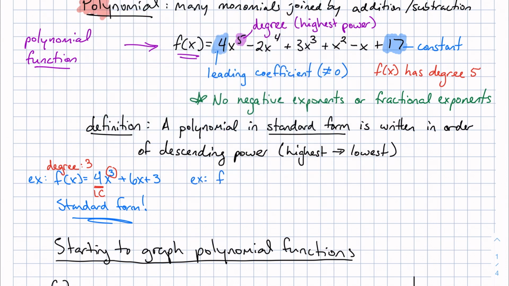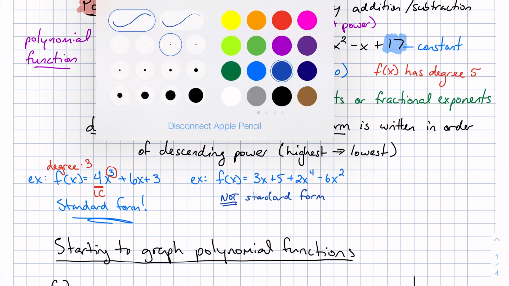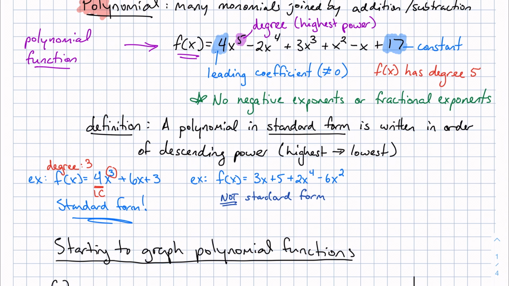And if I look at a different polynomial function, maybe this one, 3x plus 5 plus 2x to the 4th minus 6x squared, well, this is not in standard form. Why? Because my terms are not written in order from highest power to lowest power. If I look at my powers, I have a power of 1 and then a power of 0 because of my constant, a power of 4 and then a power of 2.